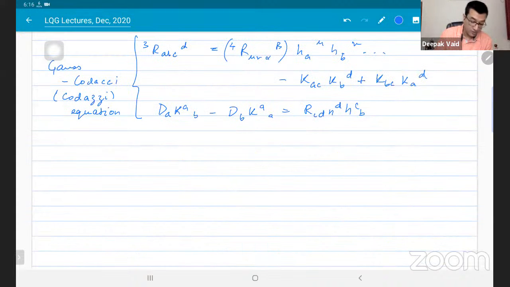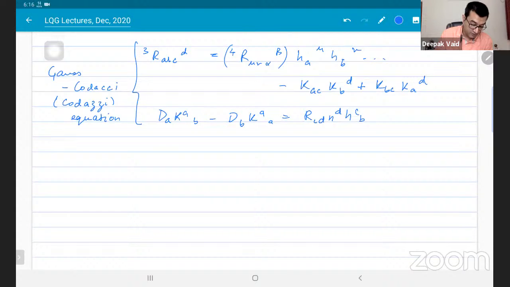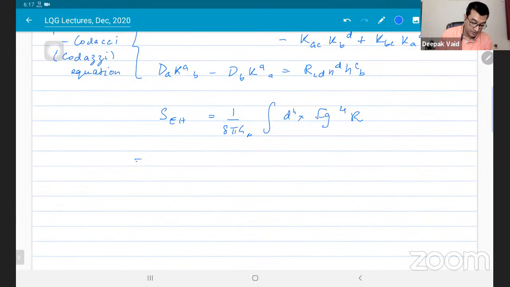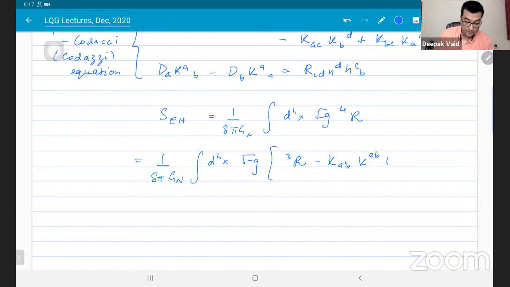Okay. So now we can write down the Einstein-Hilbert action, the integral d^4x root minus g times the 4-Ricci scalar. And so this becomes 1 over 16 pi G Newton, d^4x root minus g, this guy, and then minus K_AB K^AB plus K squared.